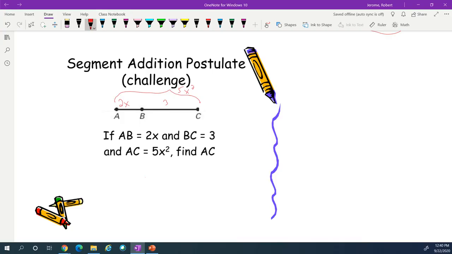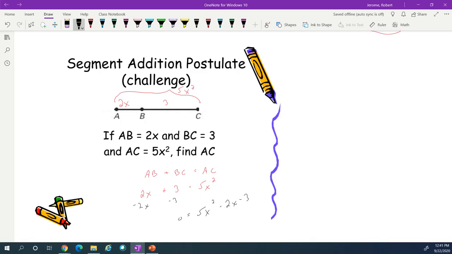Well, again, AB plus BC equals AC. So 2x plus 3 equals 5x squared. The geometry has not changed. What we challenged ourselves in this question with is the algebra. So, of course, we have to remember how to solve this quadratic. We bring everything to one side. So I'm going to subtract 2x and subtract 3. So I set everything equal to 0. It doesn't matter if it's the left side or the right side. We just got to get it equal to 0 so we can factor it.